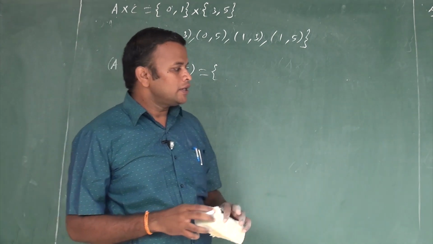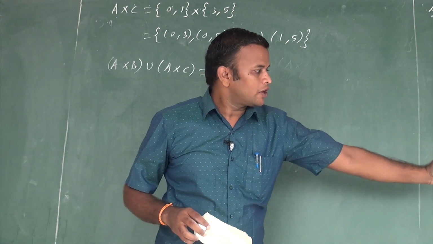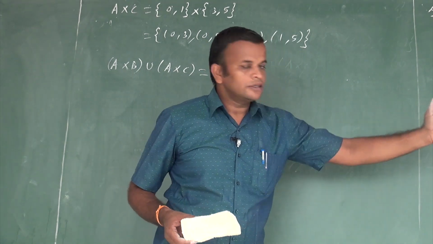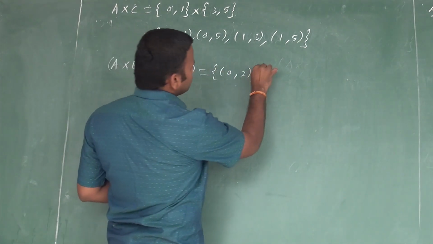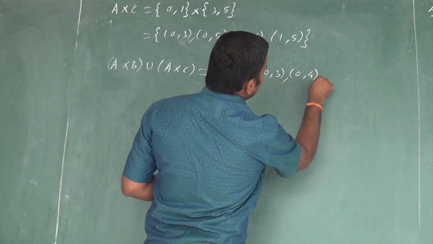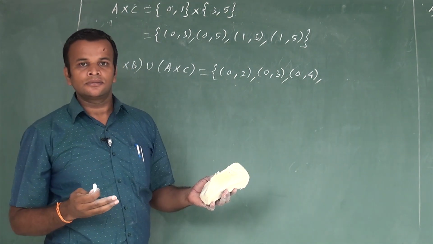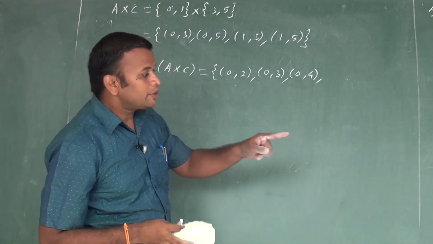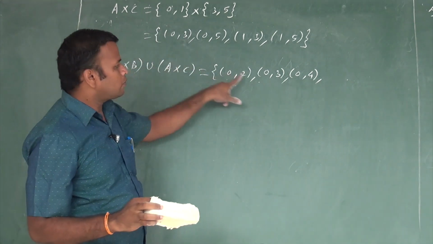In A cross B, the smallest are the ordered pairs 0 comma 2, 0 comma 3, 0 comma 4. So first I write 0 comma 2, 0 comma 3, 0 comma 4. We write the union, so the element occurring in either one of the sets is enough. We see the element 0 comma 3 also lies in A cross C. Repetition of an element is not allowed, so we write it only once.